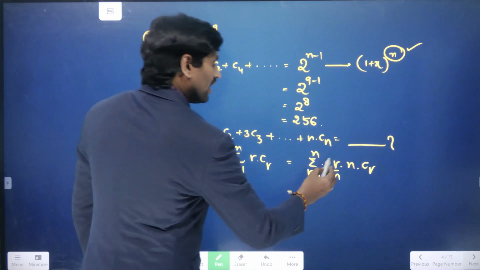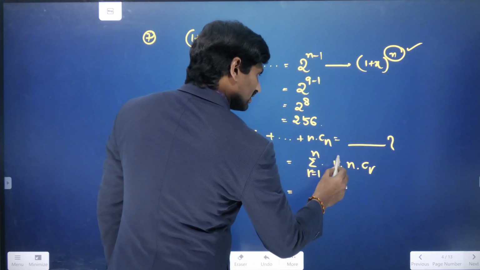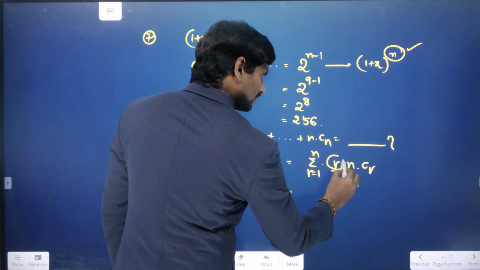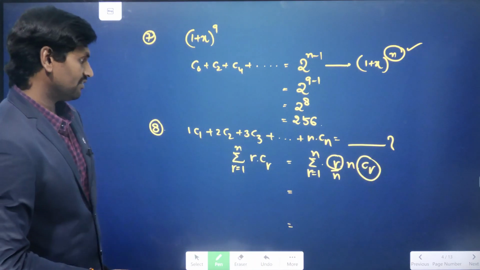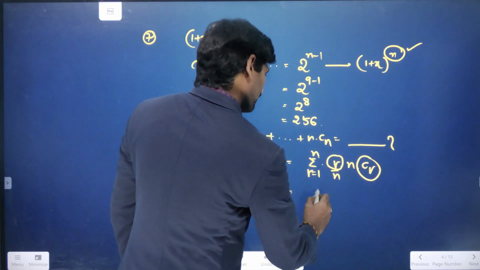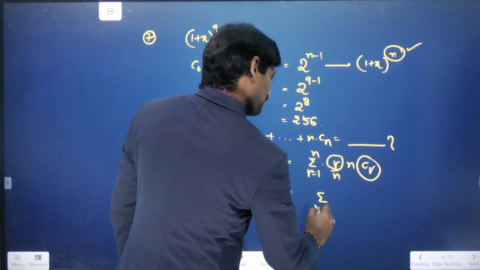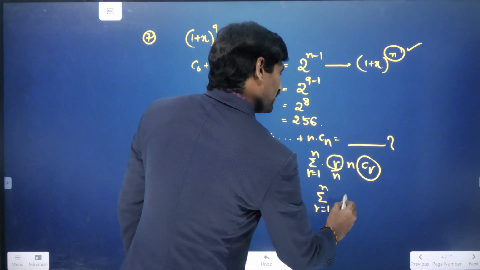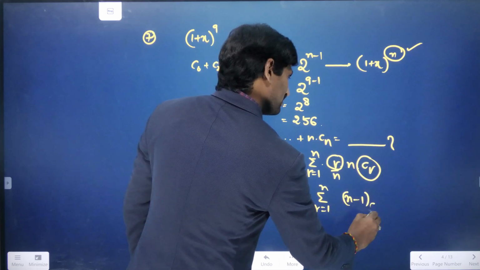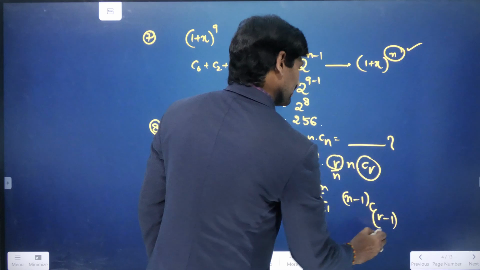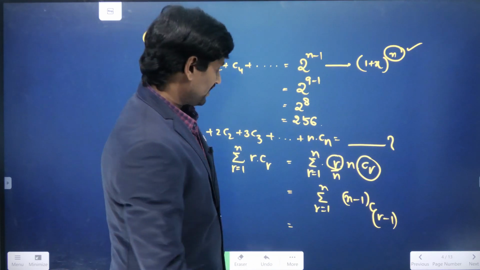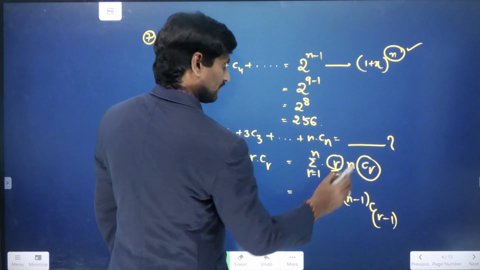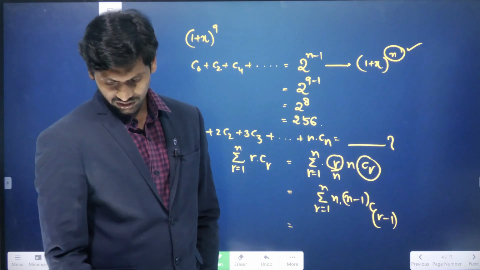That means r into nCr, or r into nCr. In the place of that, we can write n minus 1 C r minus 1. Okay? So 1 by n will remain, that means n in the place of n. Clear?